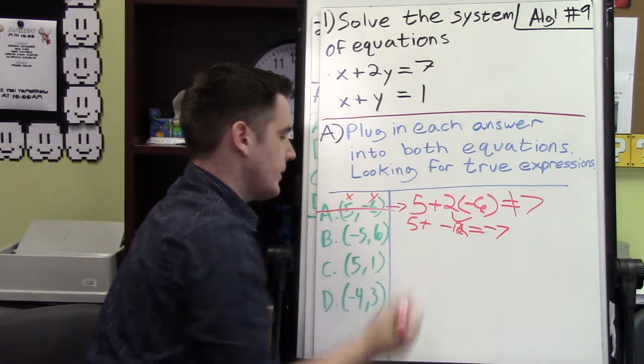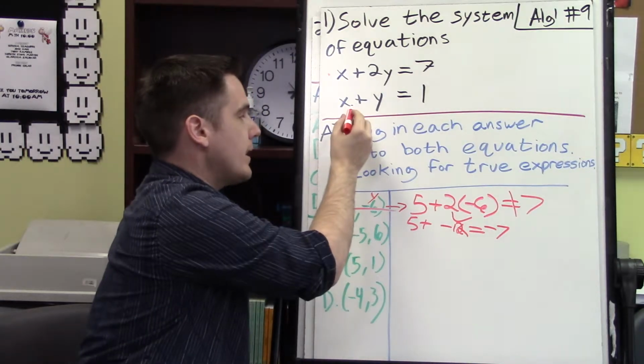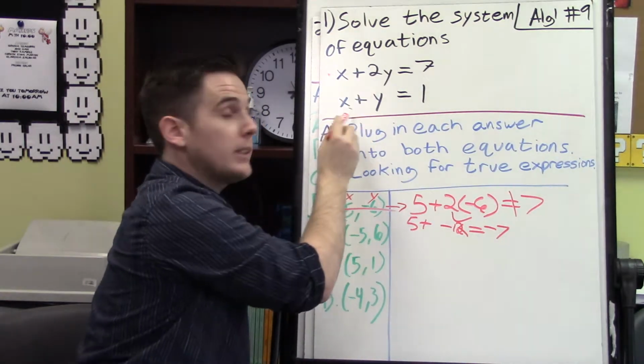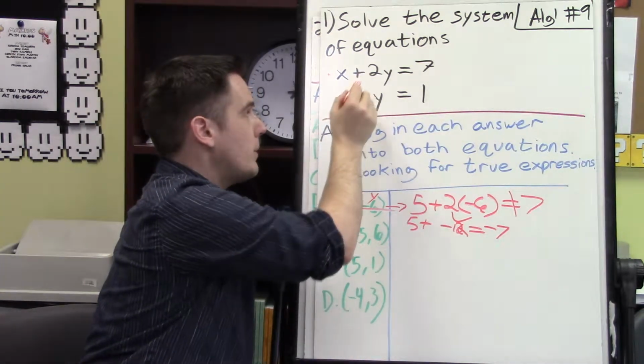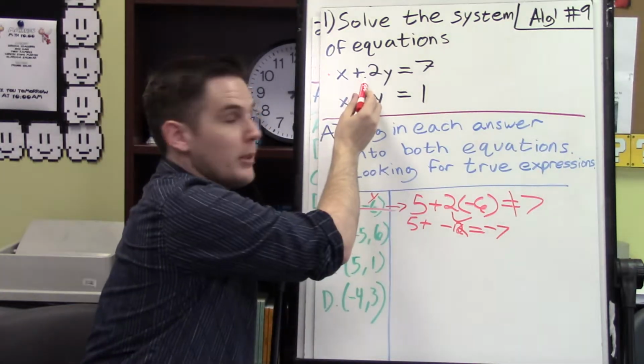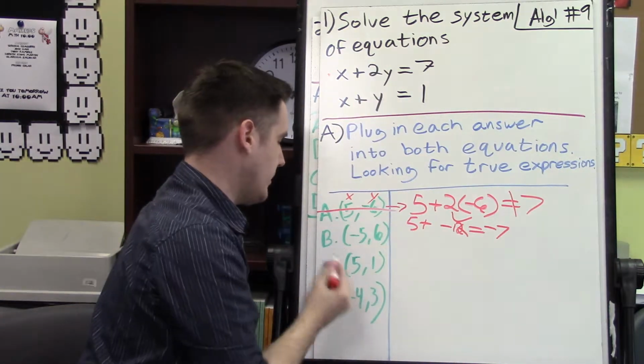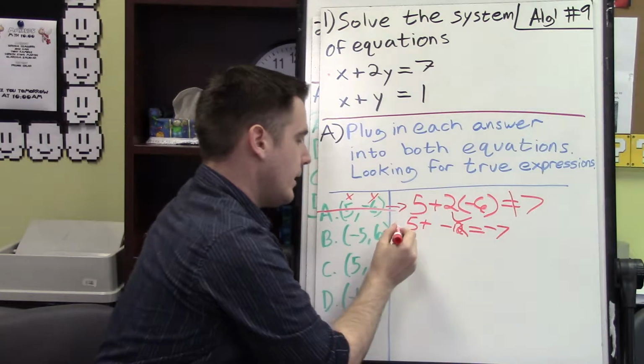So we can take that one off. We don't even need to try the second equation. You want to try both of them because there are answers that will work for one but not the other. But if you already found one it doesn't work for, don't bother with the second one. So let's go to B.